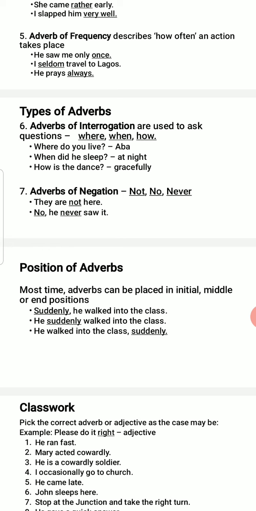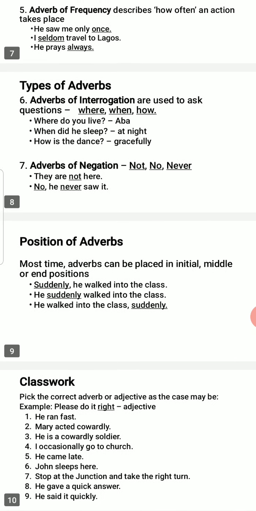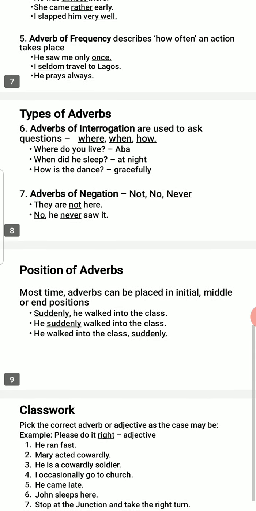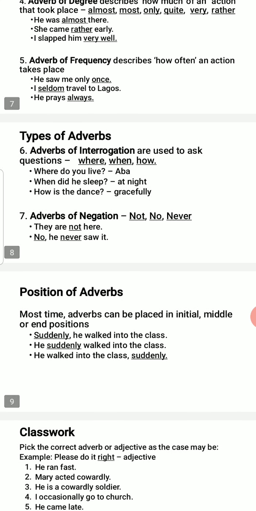When did he sleep? At night. When do you sleep? At night. How is the dance? Gracefully. If you look at these questions and the answers provided, you will note that we have touched them initially when we talked about adverb of place, adverb of time, and adverb of manner.